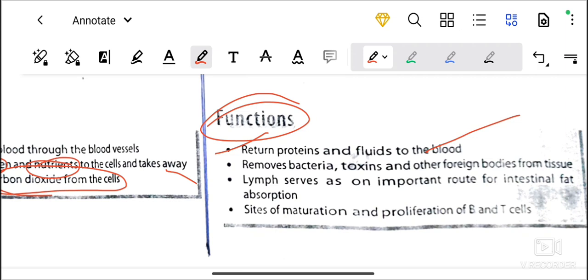And next, sites of maturation and proliferation of B and T cells. Here in the lymphatic system, B cells and T cells are formed, and it is a maturation site. It also removes bacteria and is an important route for intestinal fat absorption.